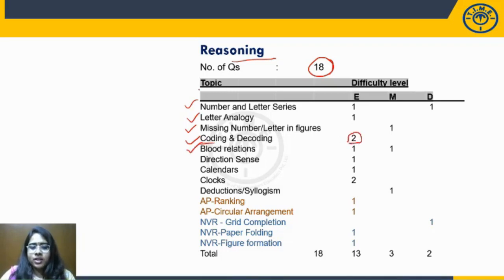As usual, blood relations is something everybody has to focus on, and there was one easy question that was scoring enough. There was one question on direction sense, there was one on clocks. All of these were quite easy to do. Then there were two questions on clocks that were on the easier side. So overall, if you would have attempted these questions, most of them were easy. If you look at the overall section also, it was quite easy.